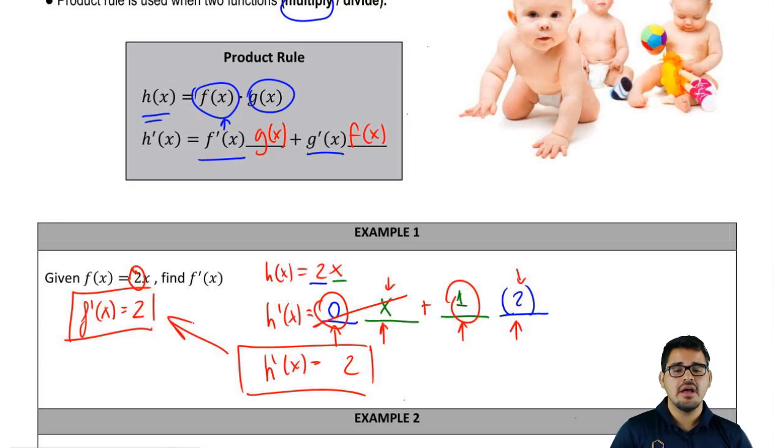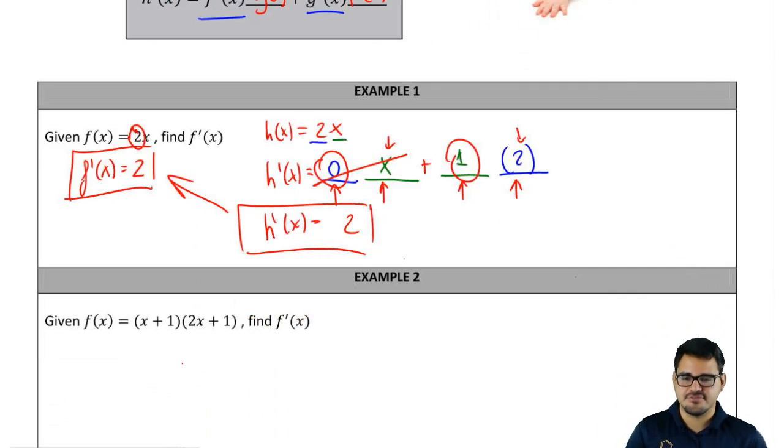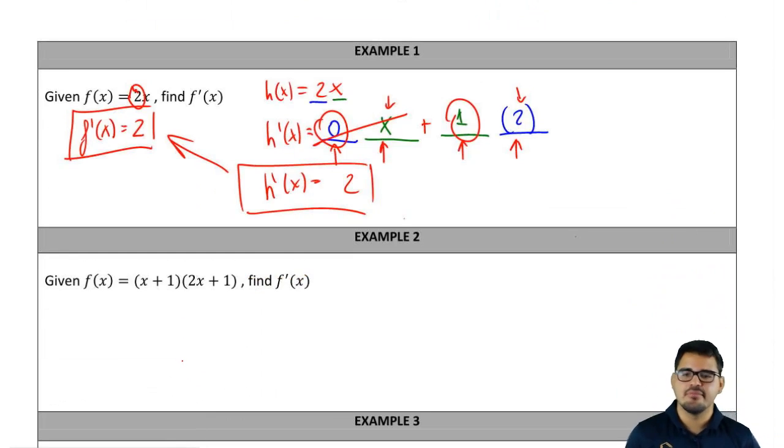That it's a valid rule. And obviously you're not going to use it for 2x, but you're going to use it for more complicated functions, right? So let me give you an example of a little more complex function that you would have to do here in example 2, when we have f of x equal to (x plus 1) times (2x plus 1).